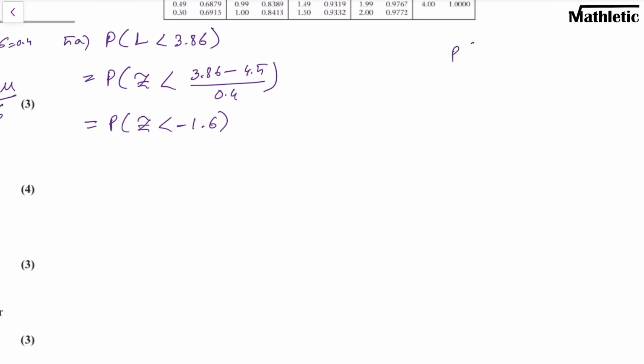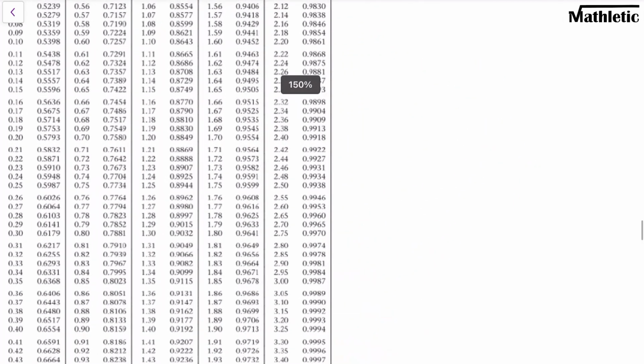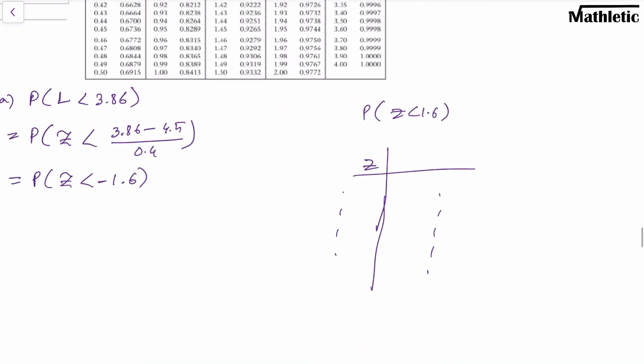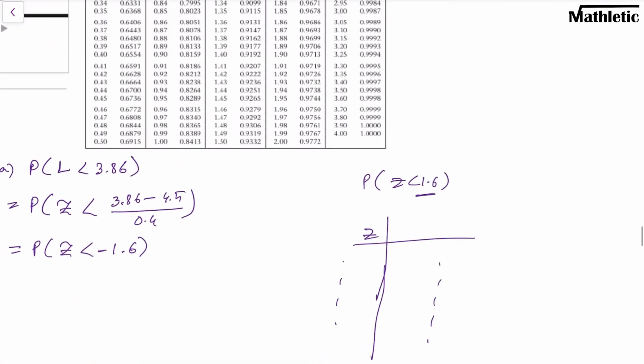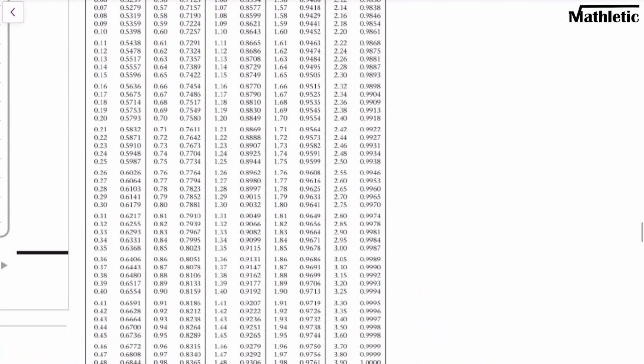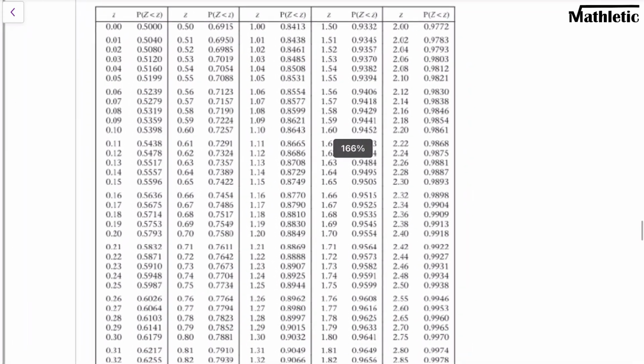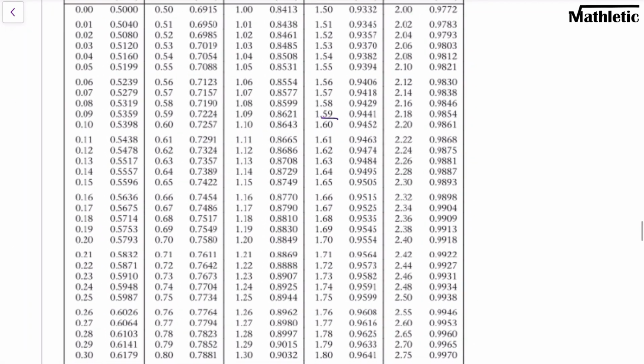So if we have z less than plus 1.6, it means we will just look at the table. For each value of z, you have a corresponding probability value, right? So this is the table. So we will just find out z equals to 1.6. The table is applicable for less than positive values of z, so 1.6. So the answer is 0.9452.